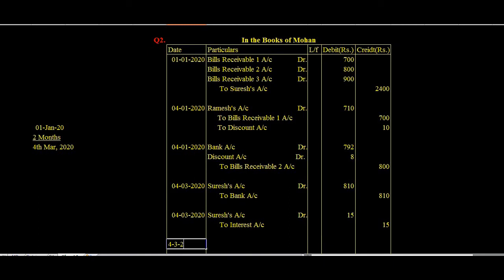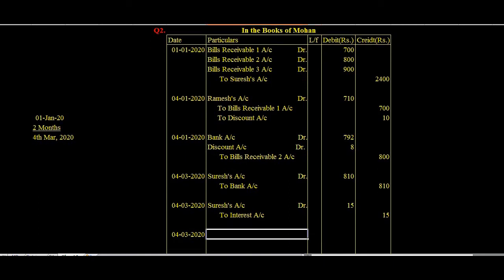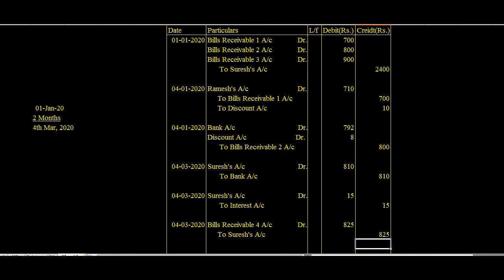Now what's happening on the same date? Again, 4/3/20, we are receiving one more bill. So bills receivable 4 account will be debited, and the amount is 825. It's already given to us in the question, and we are getting this also from Suresh. So we write Suresh's account 825. This is the fourth bill that we have received. All right, remember, the fourth bill is drawn for a period of 3 months.